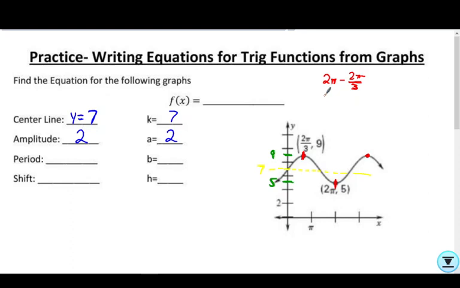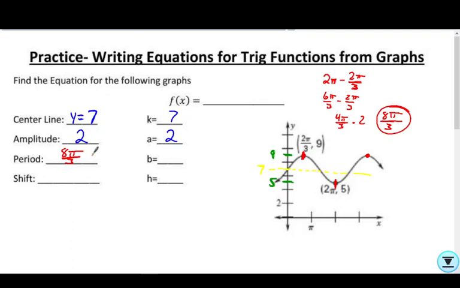So when I do that, I'm going to get 6 pi over 3 minus 2 pi over 3, which is 4 pi over 3. So that's half. So I multiply it by 2, and I get 8 pi over 3. That is my period. So my period is 8 pi over 3, which means my function has been horizontally stretched.